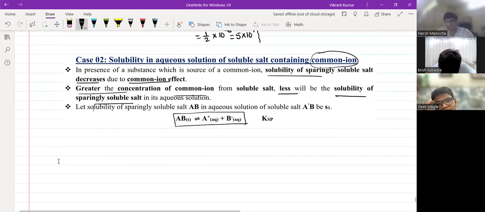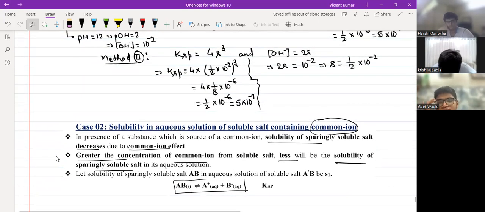Now, let's come to the quantitative part. In that, we need to see, suppose the sparingly soluble salt is A, and there is some soluble salt A dash, which I have written here. Okay.